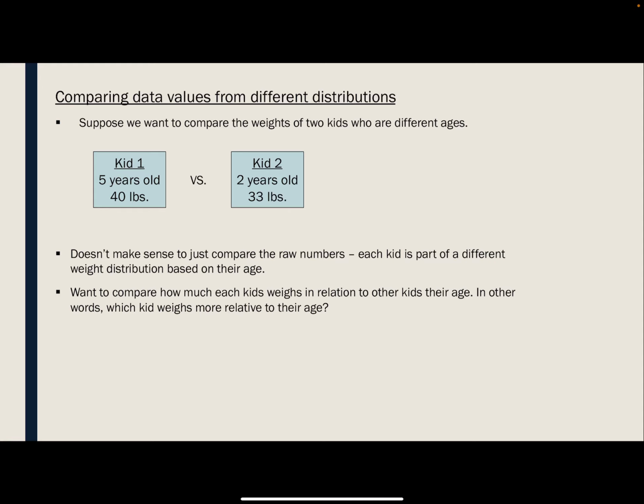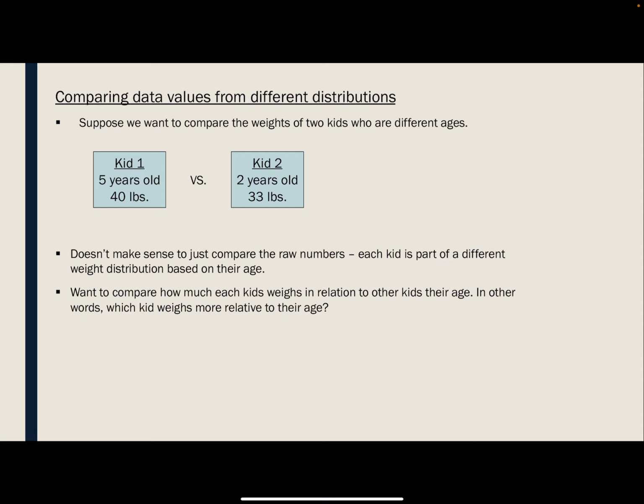So say we have two kids, a 5-year-old and a 2-year-old, and the 5-year-old weighs 40 pounds and the 2-year-old weighs 33 pounds. And I ask the question, which kid is bigger? If I just look at the numbers, of course, I'm going to say the 5-year-old is bigger. But that's not really a good question.